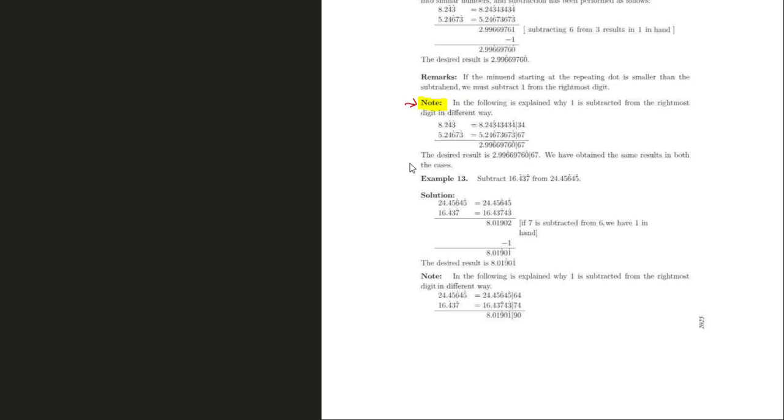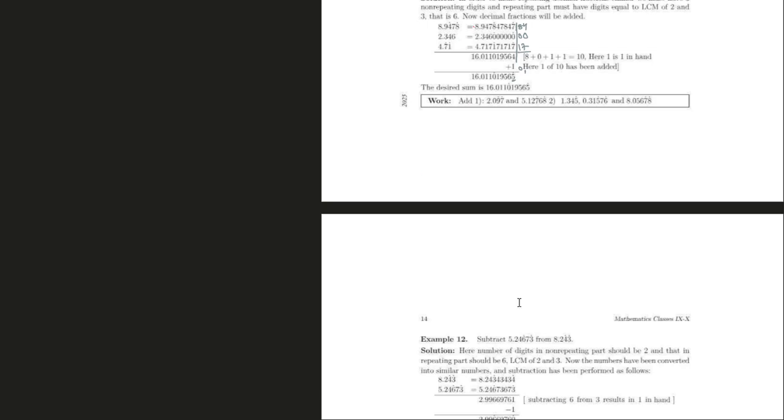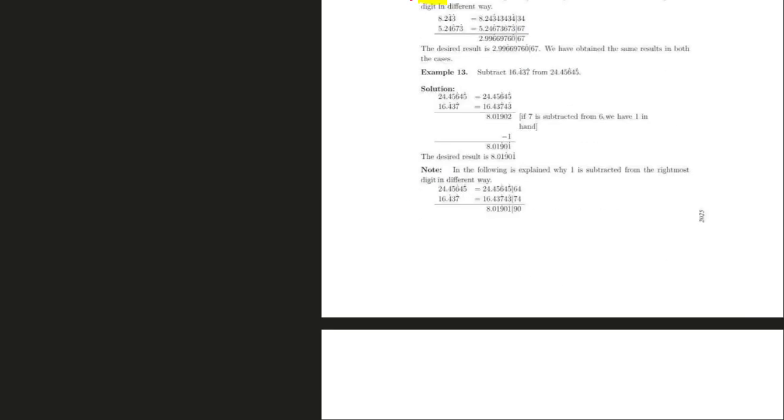Okay, here's a note. In the following it is explained why 1 is subtracted from the rightmost digit in a different way. So that was addition. This is subtraction. For subtraction, we can also use a shortcut method. We just have to keep on writing even after the LCM count, and then we just do the subtraction, we get the desired result. Otherwise you have to do this, right? You have to subtract normally, then you get a result.